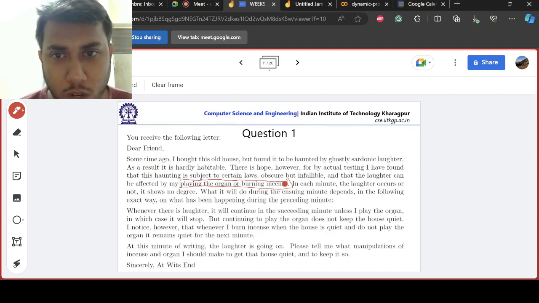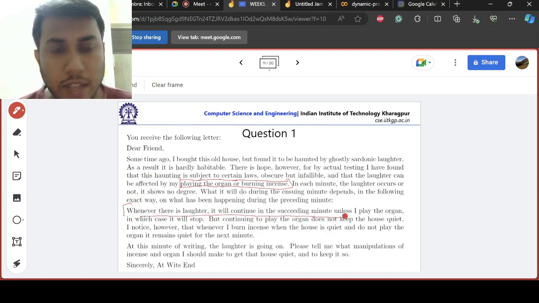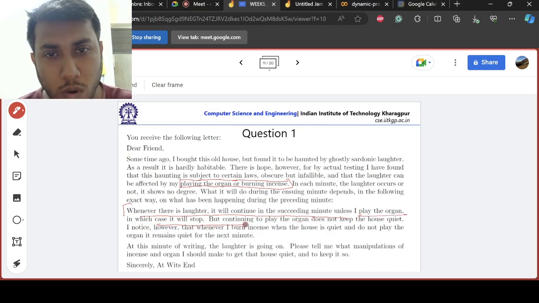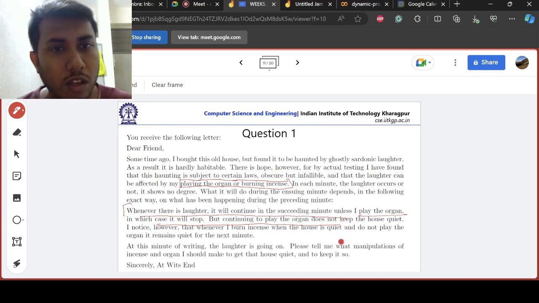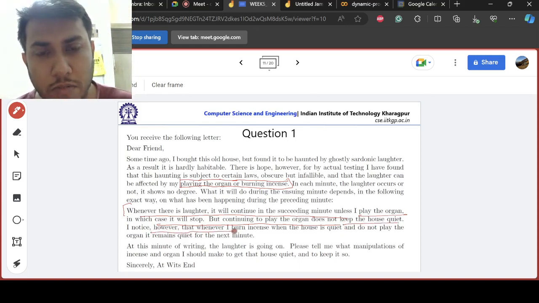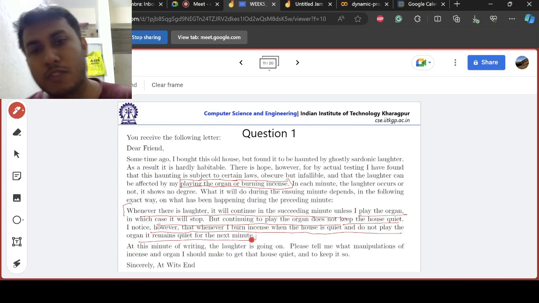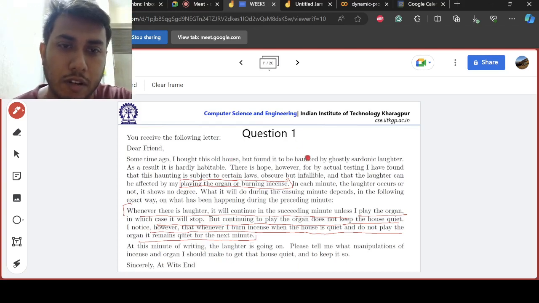In each minute the laughter occurs or not. What it will do during the next minute depends on the following. Whenever there is laughter, it will continue in the succeeding minutes unless I play the organ, in which case it will stop. But continuing to play the organ doesn't keep the house quiet. I notice, however, that whenever I burn the incense, the house is quiet, and if I do not play the organ, it remains quiet for the next minute. At the time of writing, the laughter is going on. Please tell me the manipulation of the incense and organ I should make to get a quiet and peaceful house.